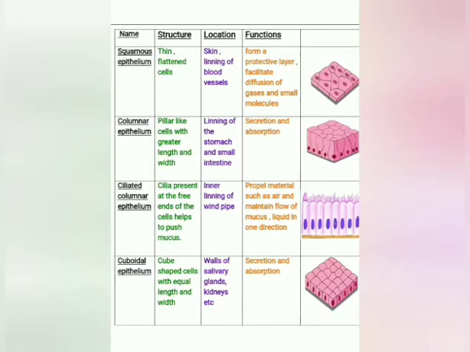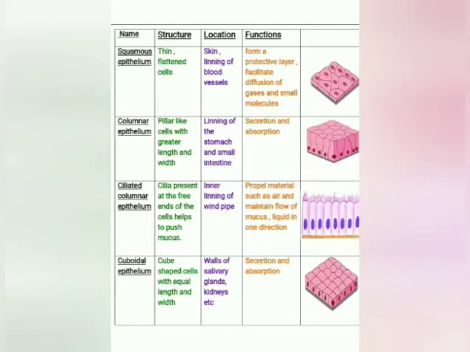Squamous epithelium are thin and flattened cells. They are present in skin and lining of blood vessels, and they form a protective layer and also facilitate diffusion of gases and small molecules. Columnar epithelium are pillar-like cells with greater length and width. These are present on the lining of the stomach and small intestine. They secrete digestive enzymes and absorb digested food.